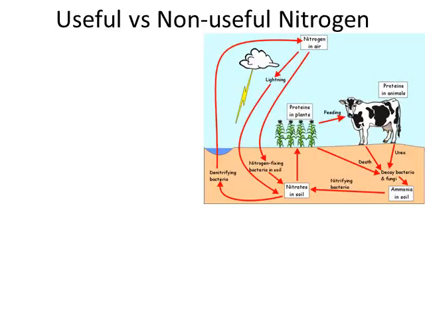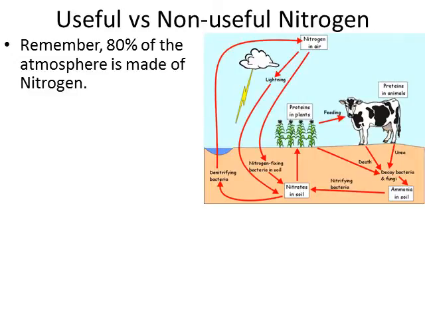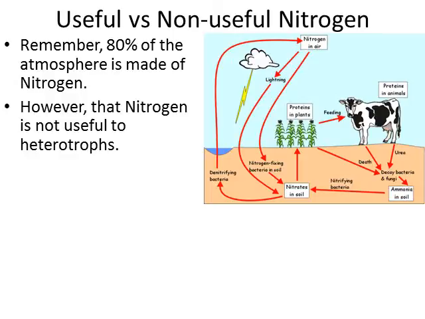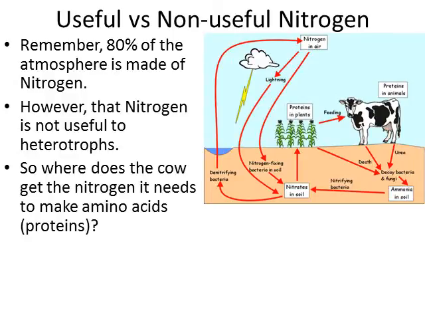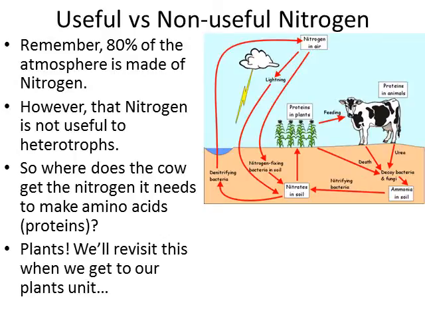To answer this question, we need to take a step back to the macroscopic scale. Remember when we zoomed into air? We saw that 80% of the atmosphere is nitrogen gas. Unfortunately, this form of nitrogen is not useful to animals. So where does the cow get the nitrogen it needs? Well, it comes from the plants. Plants can assimilate nitrogen into their bodies, then animals can eat those plants to get nitrogen.